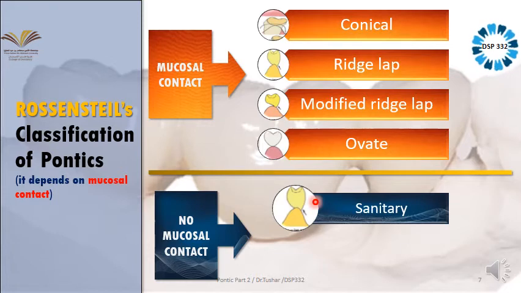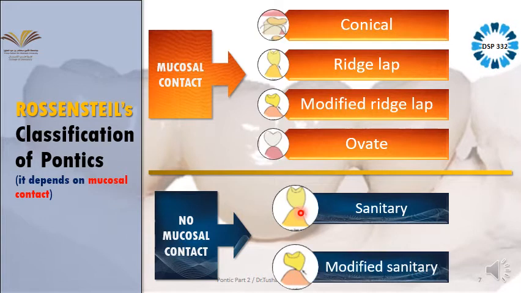Here the diagram is wrong, so please accept my apology for that. And then we have modified sanitary pontic. Here also the diagram is wrong. So this is no mucosal type of pontic.